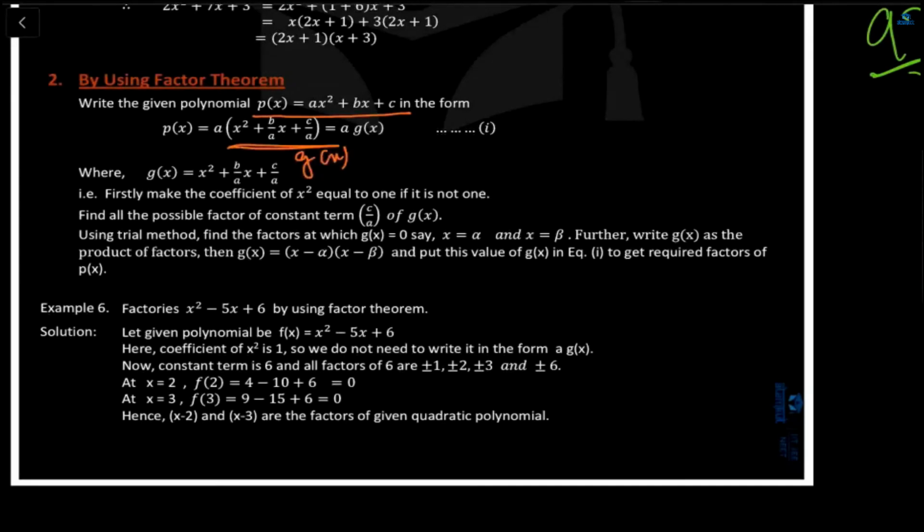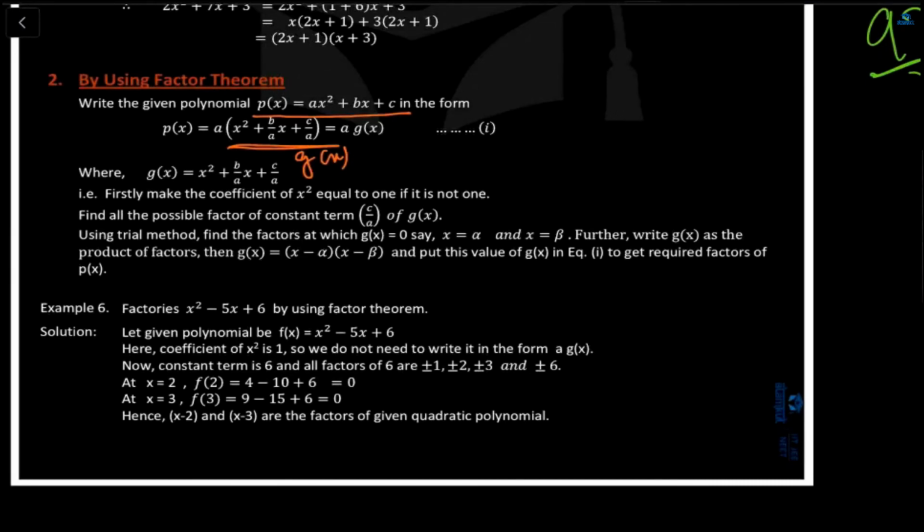Now, as we have got g(x), the second step: if you see the constant term, the constant term is c by a. So you need to find all the factors of the constant term, that is c by a. For example, if the constant term is 4 by 5, you have to find all the factors of 4 by 5.